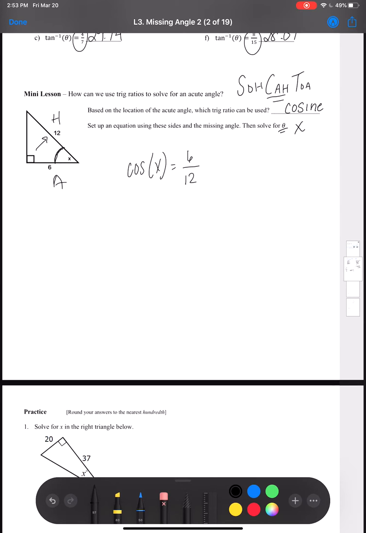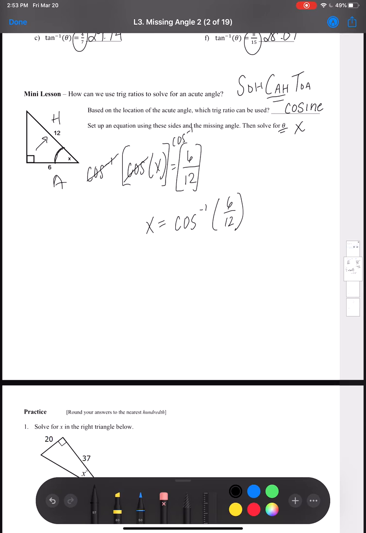Now the way we're going to solve this equation, there's no cross multiplying or anything like that. We're going to take the inverse of it. Essentially what we're doing, and you're not going to have to write this each time, but just to show you, cosine -1 of cosine. And same thing here, we're going to take the inverse cosine. So just like inverses where we have multiplication and division, addition and subtraction, squaring, square root, our inverse cosine and our cosine cancel each other out, and we're left with our x. So x is equal to the inverse cosine of 6/12.